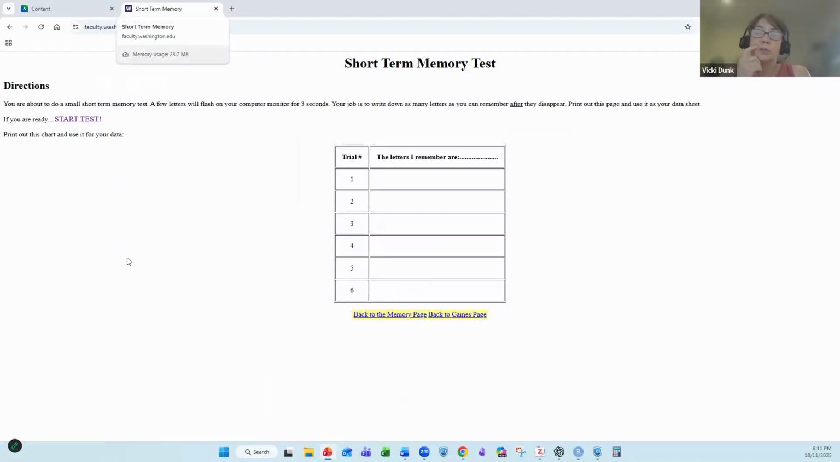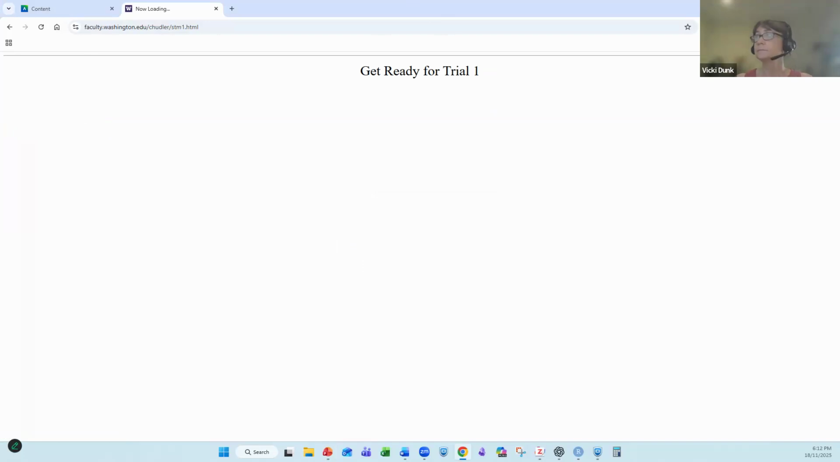I'm going to do a short-term memory or working memory test on you, okay? So what's going to happen is when I press start test, it's going to show you some letters, and then you have to remember the letters without writing them down. And then after it goes off, I want you to type the answer into the chat. Okay, so are you ready? All right, so now type them in the chat. What do you remember?